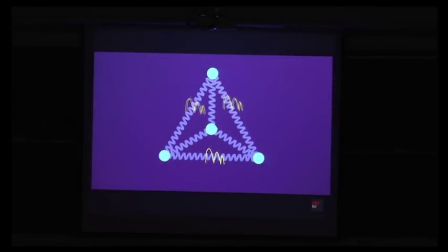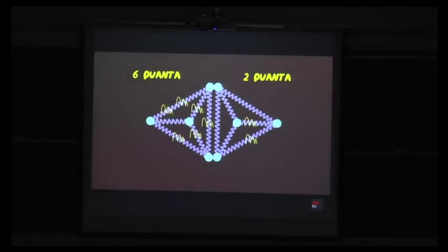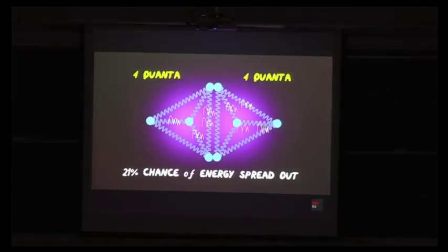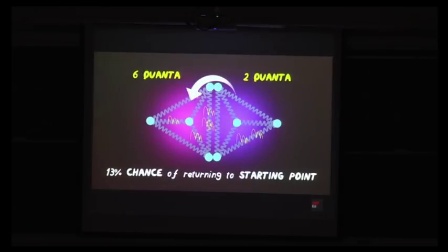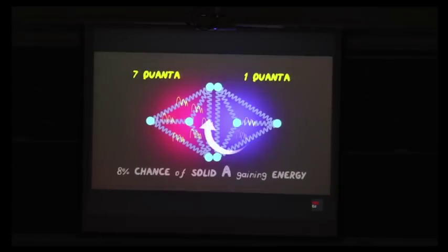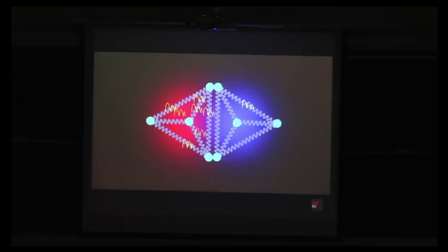In reality, energy doesn't stay put. It continuously moves between neighboring bonds. As the energy moves, the energy configuration can change. Because of the distribution of microstates, there's a 21% chance that the system will later peak in a configuration in which the energy is maximally spread out. There's a 13% chance that it will return to its starting point, and an 8% chance that A will actually gain energy. Again, we see that because there are more ways to have dispersed energy and high entropy than concentrated energy, the energy tends to spread out.